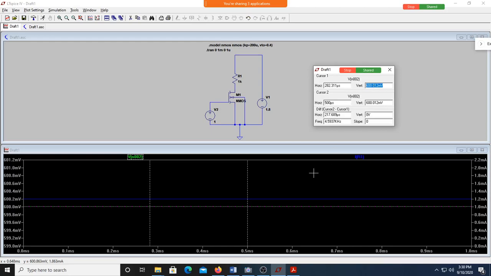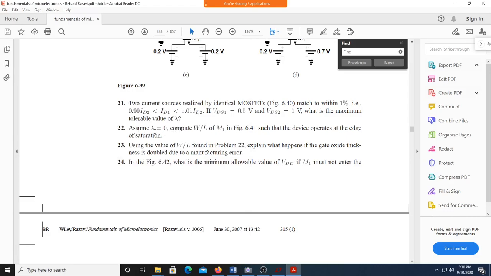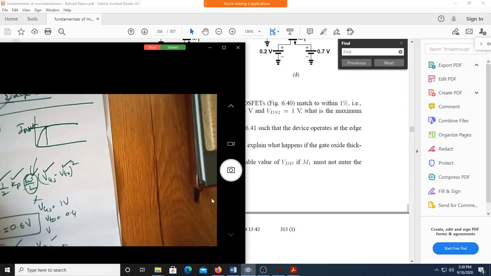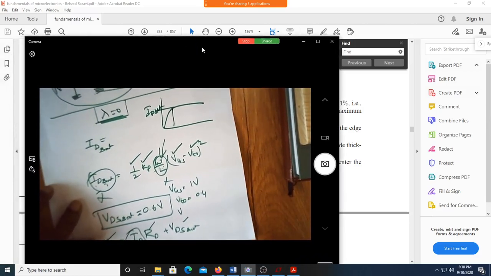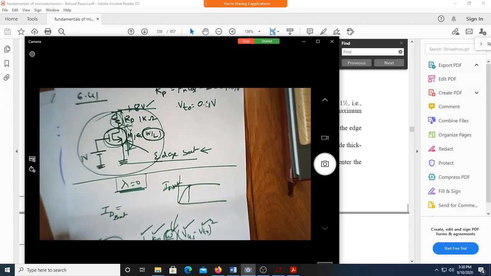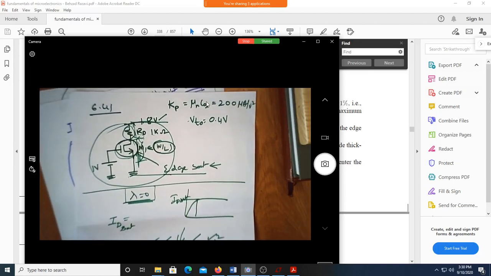So at the starting point, we felt, oh, it is so difficult. What was the problem? Assume lambda equal to 0, compute W by L of M1 such that the device operates at the edge of saturation. It looks so complicated in the beginning, but when you go down to the equation, it is so easy. Easy or difficult? Easy, sir. In the beginning, what did you feel? It was looking so difficult, no, to start with.